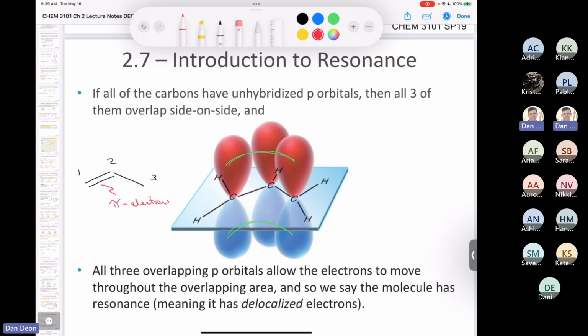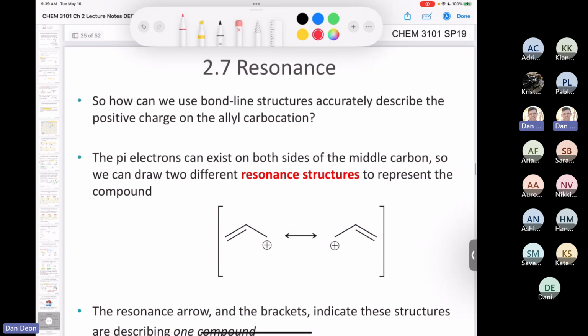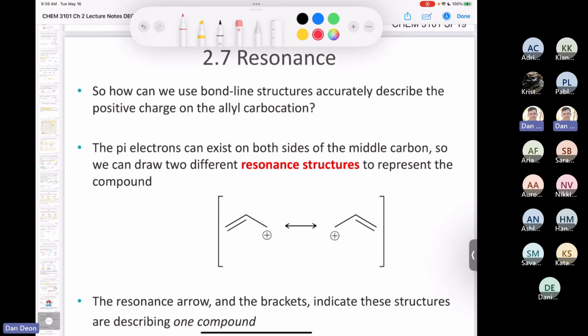How would you represent it? Great question. The way we do it is we draw 2 structures instead of 1. We say, okay, well, this is one allyl carbocation, but we know that this pi bond could be between carbons 1 and 2, but it could also be drawn between carbons 2 and 3.